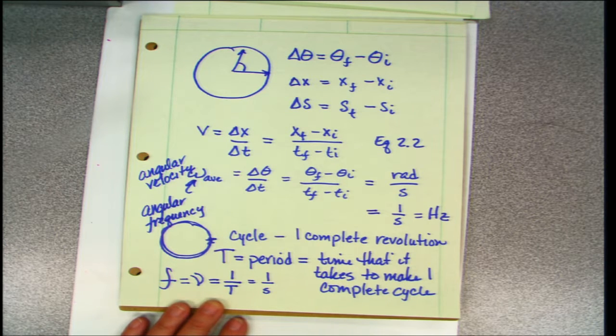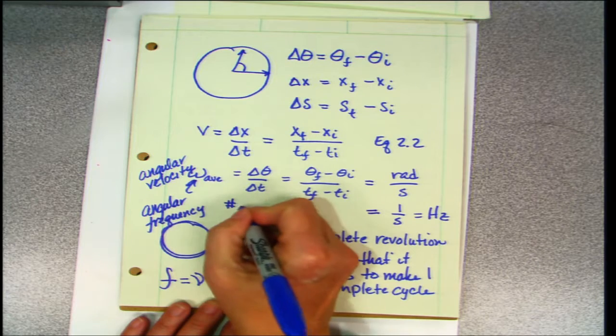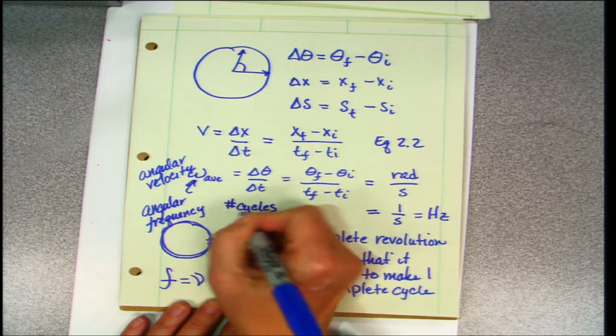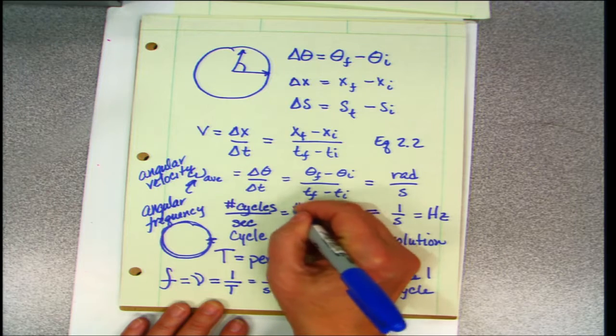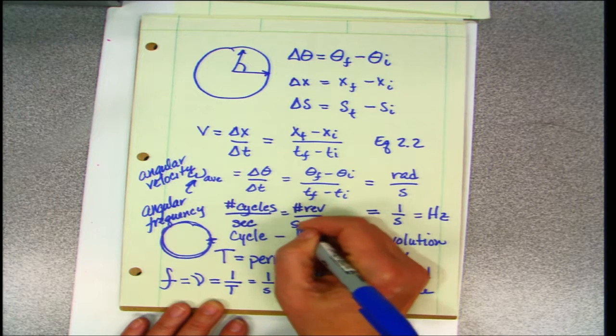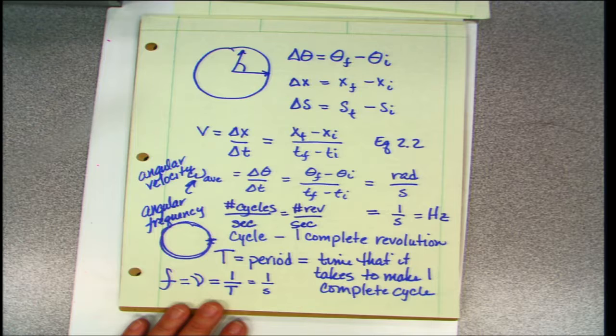But 1 revolution is equal to what in radians? If I go around the circle once, how many radians have I got? 2 pi. And again, it's because we don't normally think about traveling in a circle. That's just not something that we do on a routine basis. But lots of things travel in a circle.